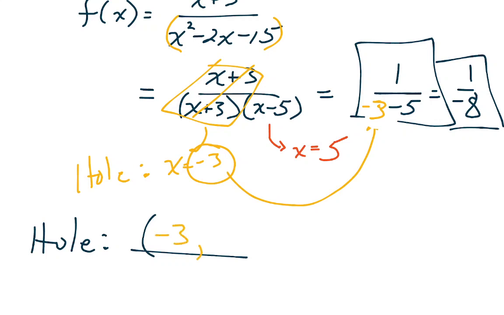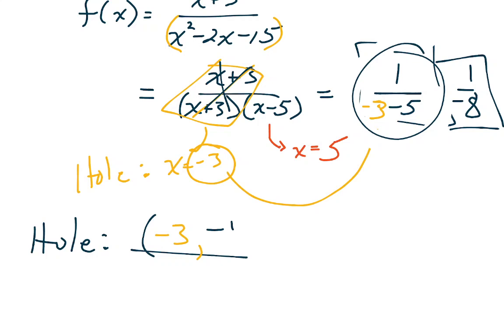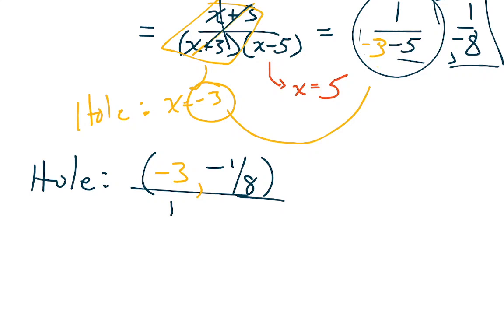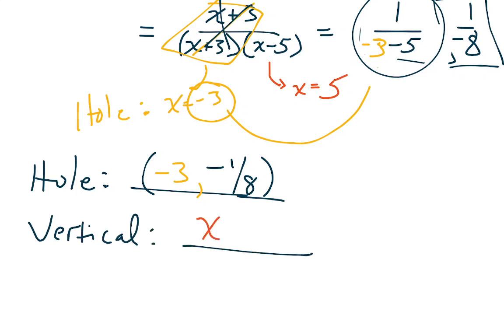But if I cross out that x plus 3, I get a simpler, a sort of temporary simplified version of that fraction. And then I can plug into that fraction my negative 3 to get that y value. And now I have not just the x value, but the x and the y value for that hole in the graph. Now, there's still going to be a vertical asymptote from the other x value, that is the x equals 5.